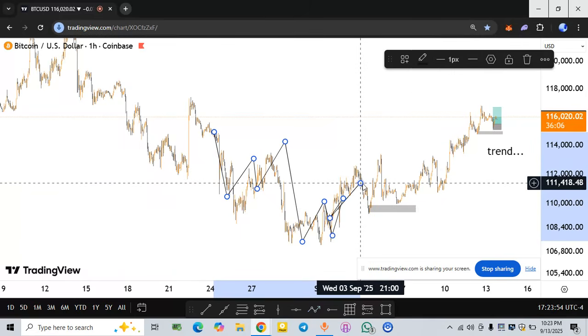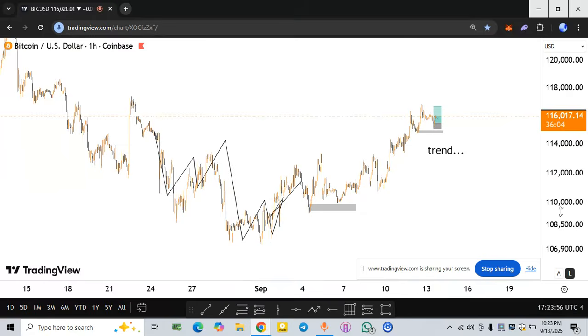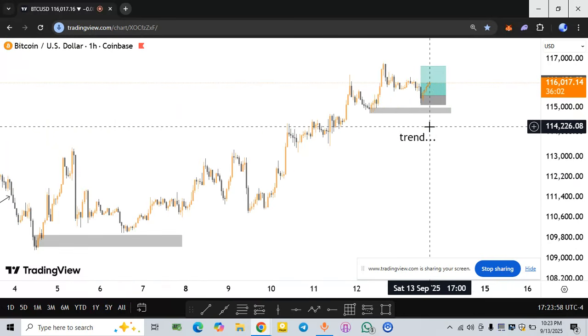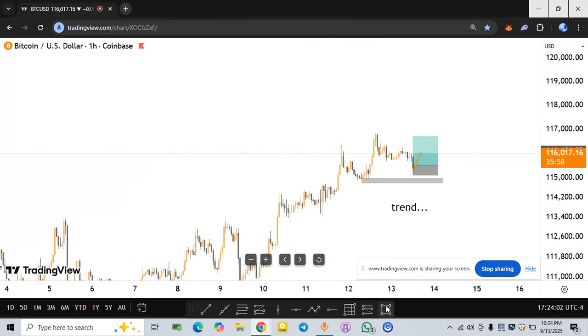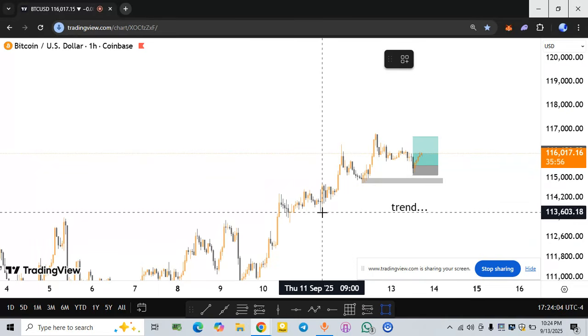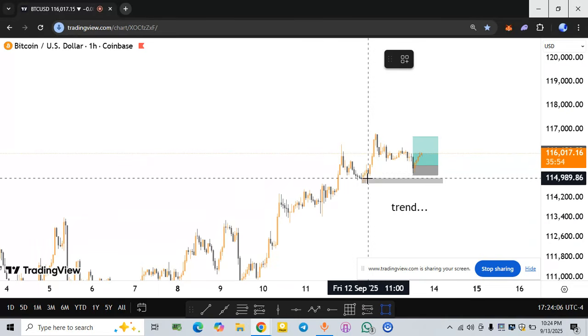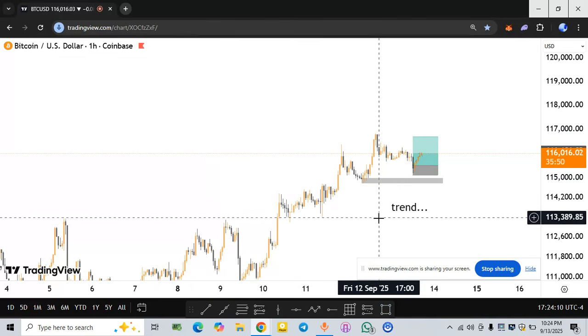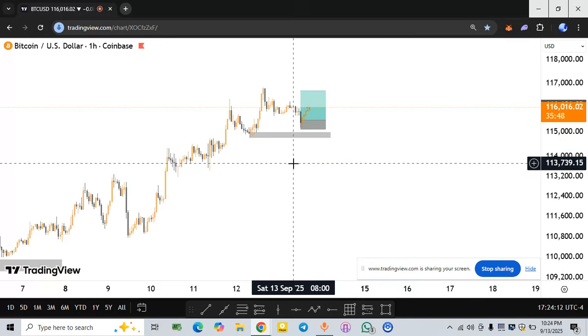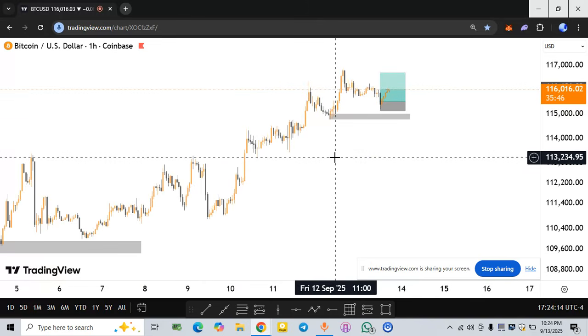And I think on Friday, which was just yesterday, we took a buy. We took another buy from this area and targeted this level. But I'm just trying to point out why you need to focus on the trend when you are mapping out your point of interest.